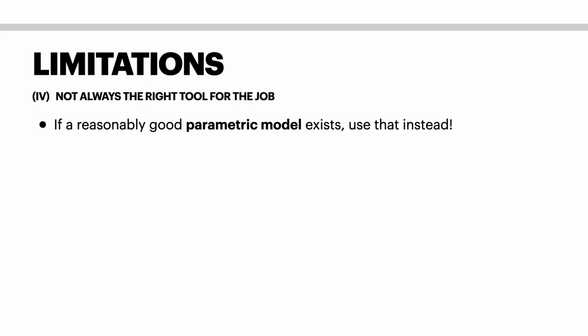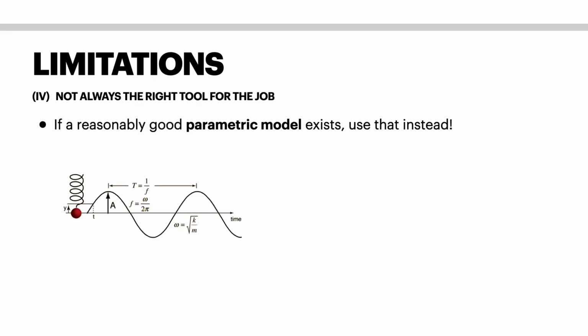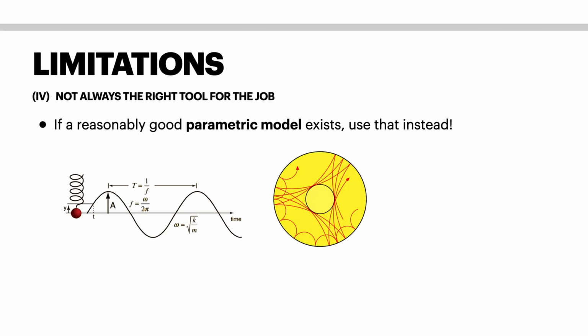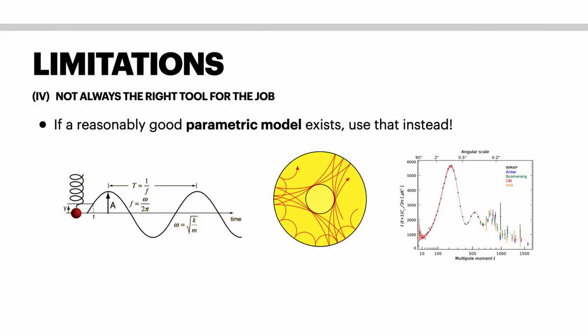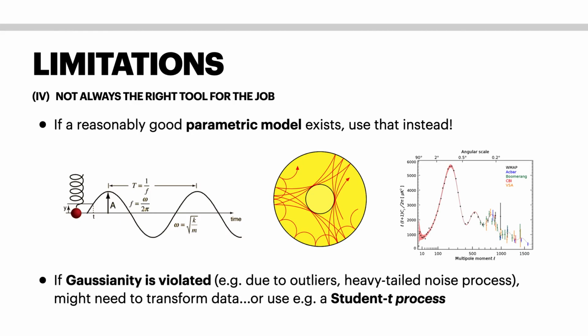For example, if you know how to parameterize the physics you're modeling, maybe you're looking at a simple harmonic oscillator, or to take more complex versions of related phenomena, maybe stellar acoustic oscillations or cosmic microwave background temperature fluctuations, whatever. You don't need a GP. Your life will be simpler and you'll get better results if you just use the parametric model.